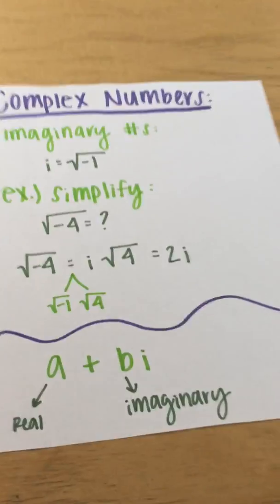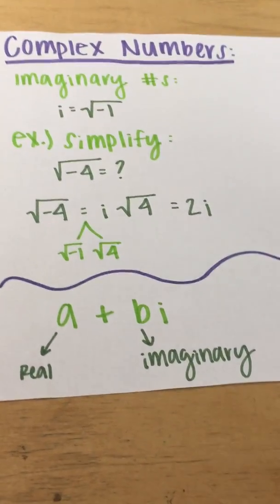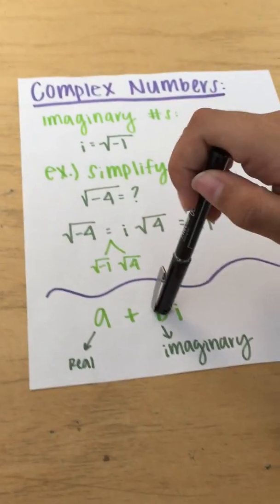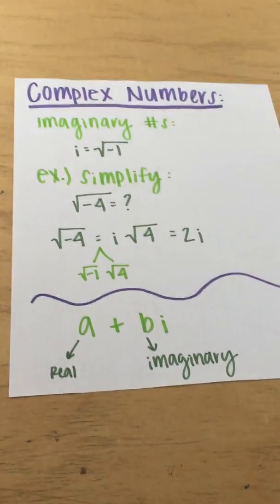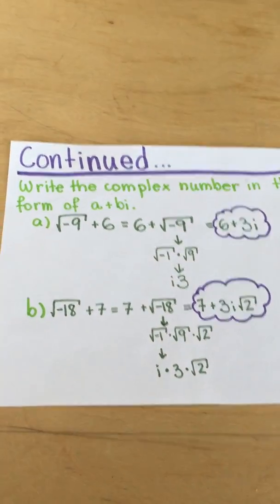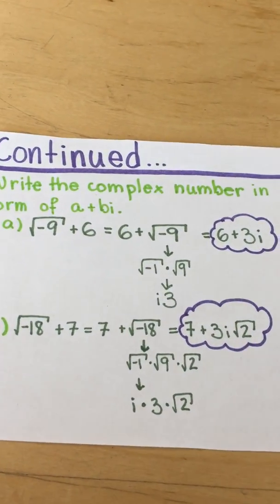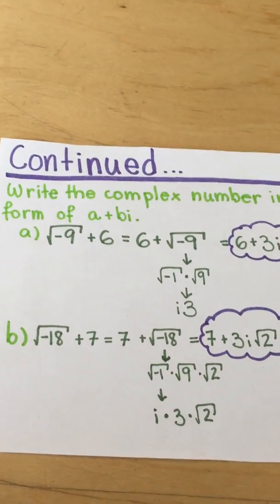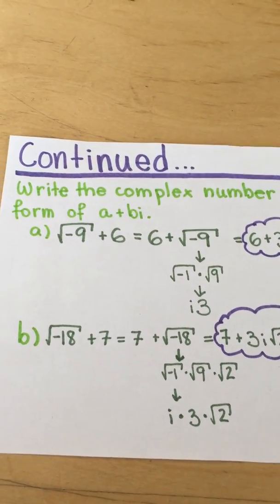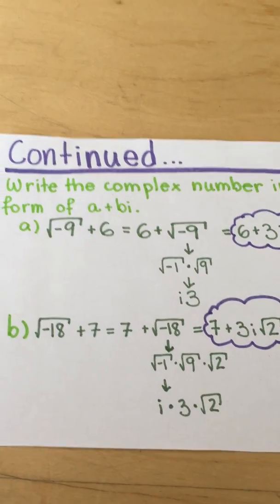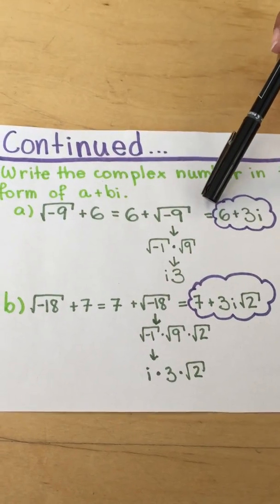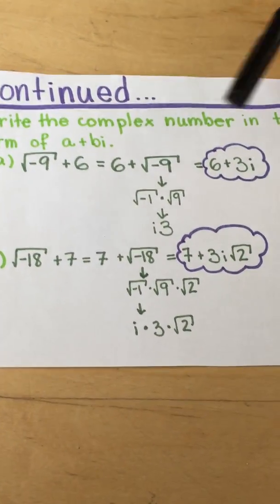And then complex numbers are in the form a plus bi, where a is the real number and b is the imaginary number, such as this. Complex numbers continued. So here's a, it's the square root of negative 9 plus 6. First you take out the negative, which gives you i, times the square root of 9, which is 3. And you leave the 6, so you have 6 plus 3i. And then same goes for the b.